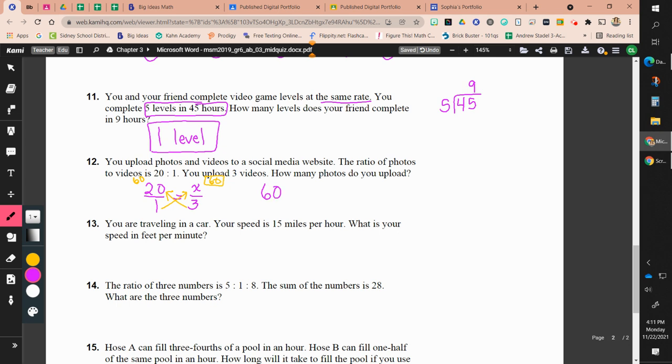But really all I have to know is that I can multiply to find the equivalent ratios, and if this number is anything other than 1, you would divide by that number to get that answer. But since that's a 1, we don't have to.